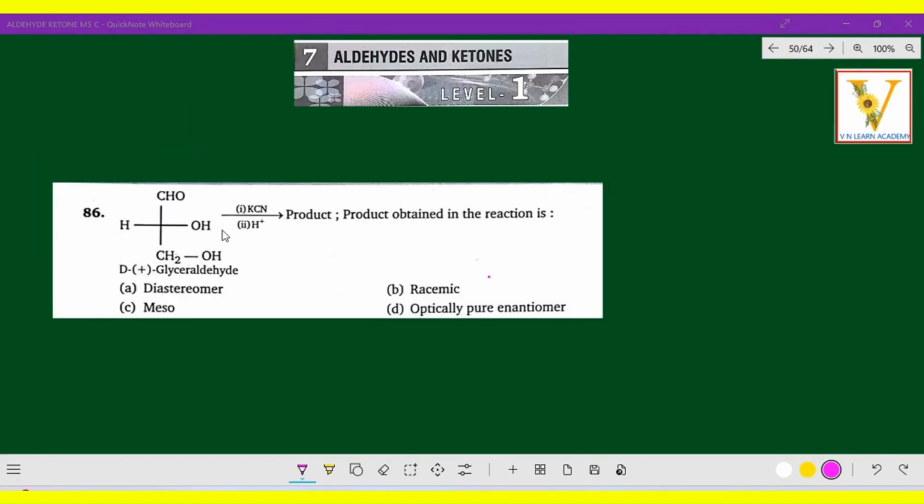Here, this compound is combined with KCN as well as H plus ion, and you get the product. The product obtained in the reaction, they have given in terms of isomerism: diastereomer, racemic mixture, meso, and optically pure enantiomers. I have explained all these points in the isomerism playlist. Now let us check how the reaction takes place.